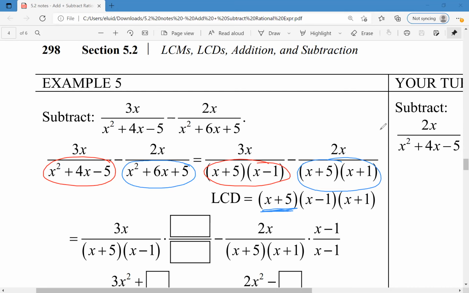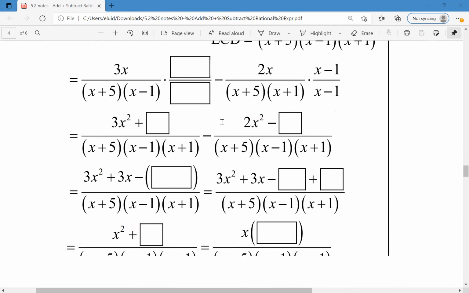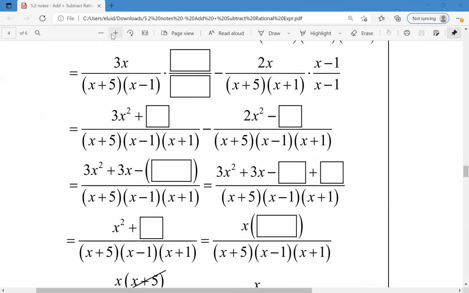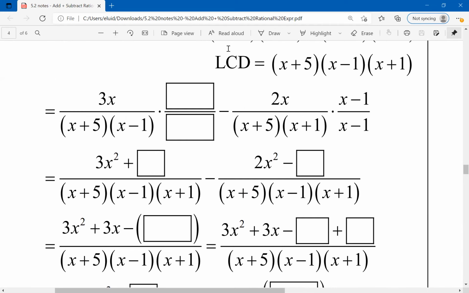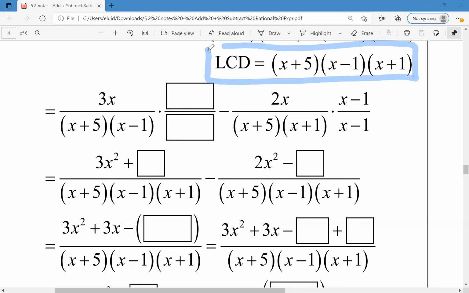As we continue, we'll think about what's missing from each of these fractions, because they already have some of the factors that we need in the denominator, but some of them might be missing. You can see it on your paper. I just scrolled past it, but remember, here's the LCD: x plus 5, x minus 1, x plus 1. Let's think about what's missing from this first fraction in the denominator. It's x plus 5, x minus 1. What's missing is this factor of x plus 1. So we're going to multiply the top and the bottom by x plus 1 in parentheses.